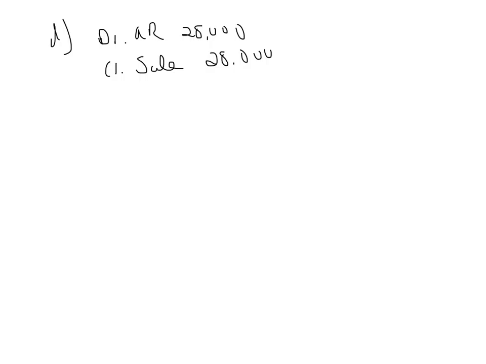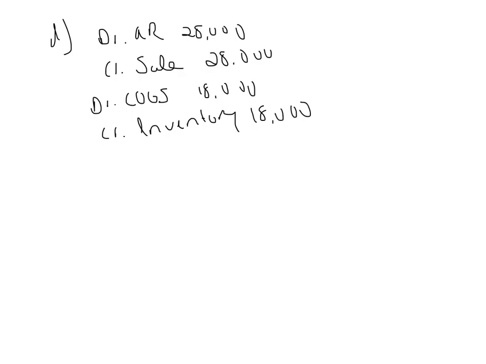But now when we get to the actual cost of the inventory, we are going to debit our cost of goods sold under the perpetual system for $18,000, and we're going to credit our inventory for $18,000. And this is what you're used to seeing. But remember, under the periodic system, this entry is not made. We do make it in the perpetual system. Okay, so that's D.